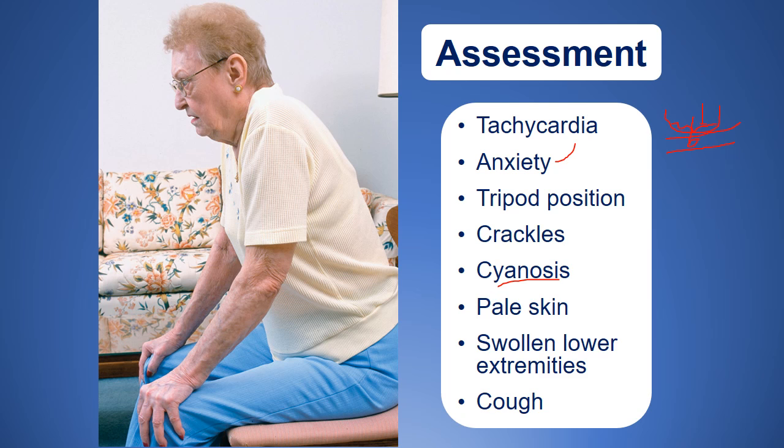even pale skin, because we have less flow, less oxygenated blood to the extremity or to the skin, and then as we mentioned earlier, we may have swollen extremities because we have that fluid shift out into the peripheral spaces, or we'll have fluid shift into the lungs, so we have crackles or rales, and then even a cough.